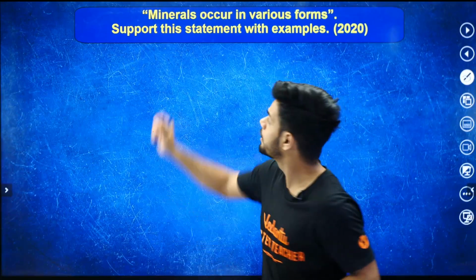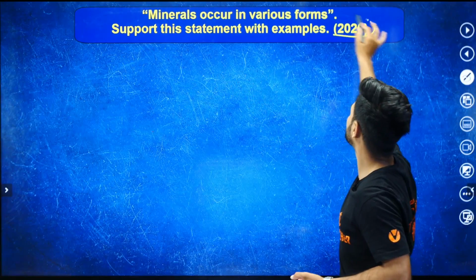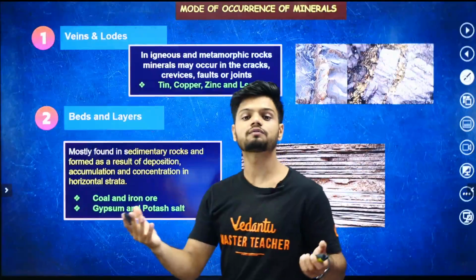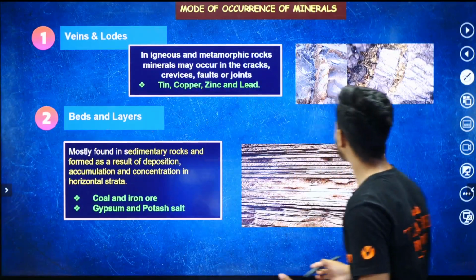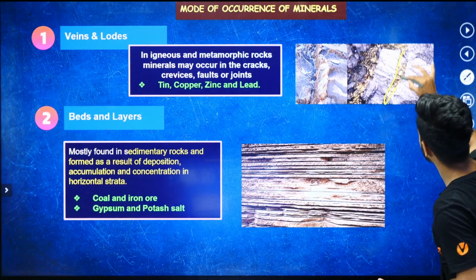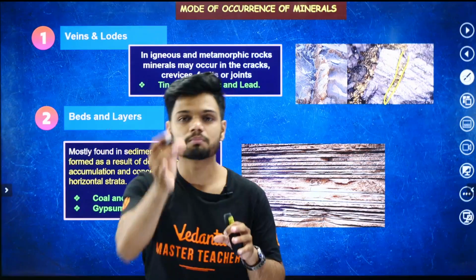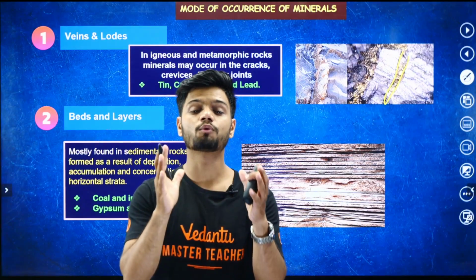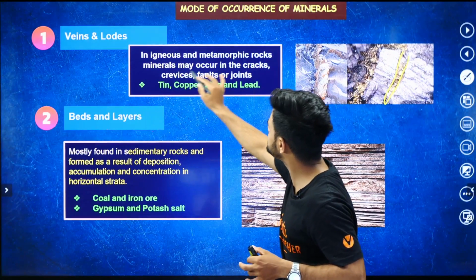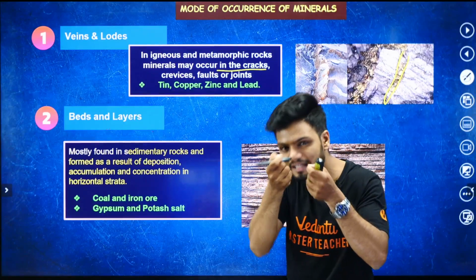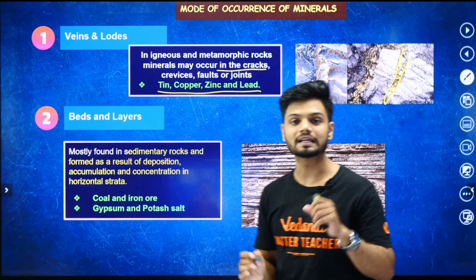Next question here. Minerals occur in various forms. Support the statement with an example. What are the different forms of minerals? The first one is veins and lodes. Can you see the small gap here? In the small crevices or veins, we have minute minerals, and lodes are the much larger ones. That is, in igneous and metamorphic rocks, minerals may occur in the cracks and crevices, small gaps. For example, tin, copper, zinc, and lead can be found here.